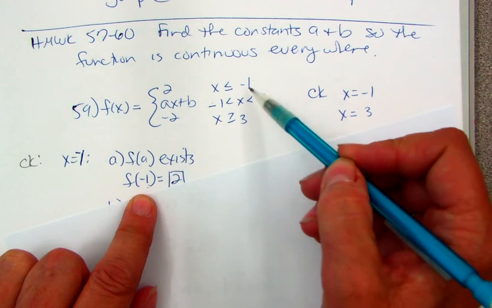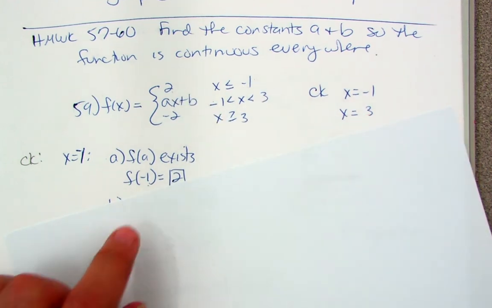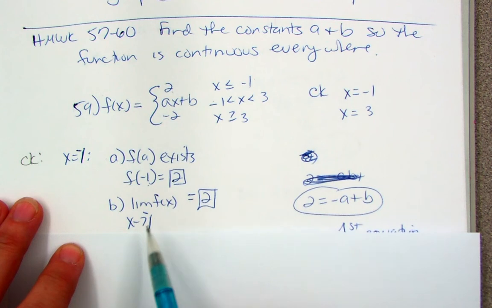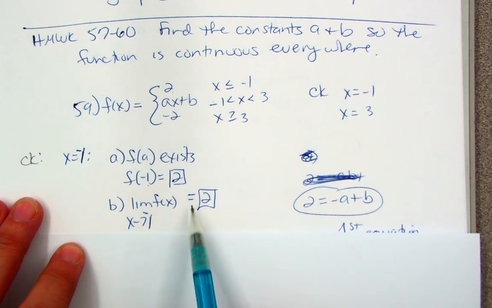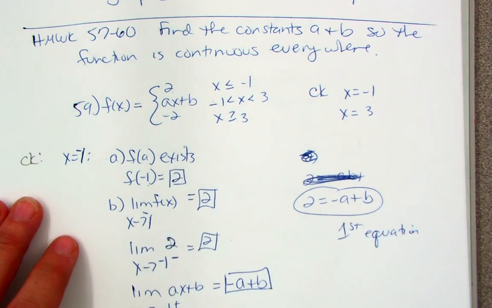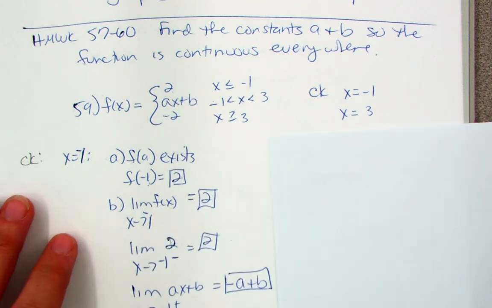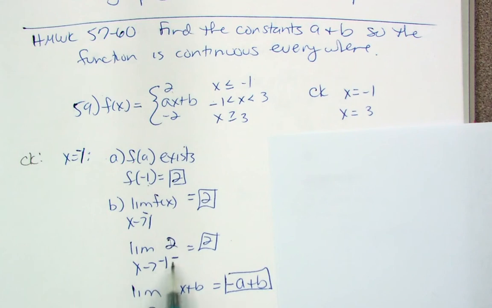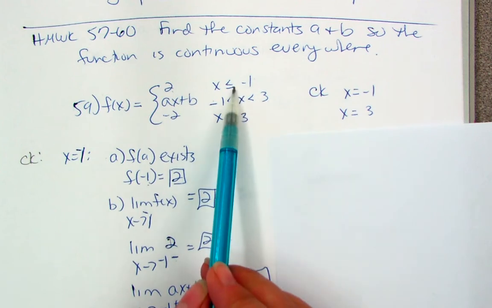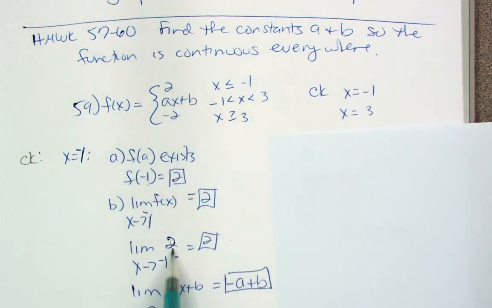When I look at this, it goes into this function. It happens to be 2. B, the limit of f of x as x approaches negative 1 also must exist. Because it's a piecewise function, I have to check the right and the left. So I chose negative 1 from the left. I looked at which piece of that function that would be. Here's negative 1 to the left, here's the piece. That's why I wrote that there. I found the limit. It is 2.